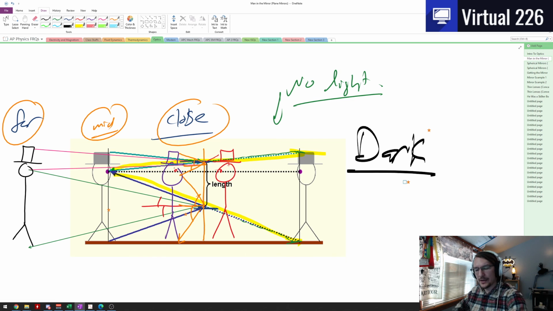So that's what's going on with a plane mirror. But what we're going to take a look at next is what happens when you don't have a plane mirror. What happens when your mirror is curved? Ooh. And things are going to get really interesting.